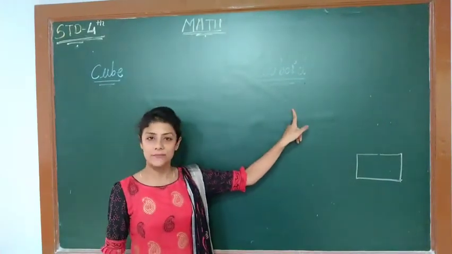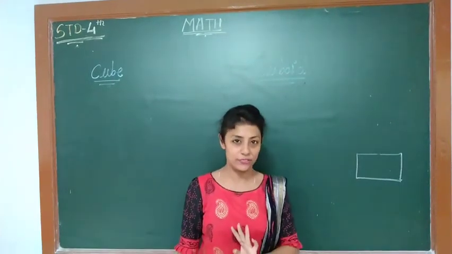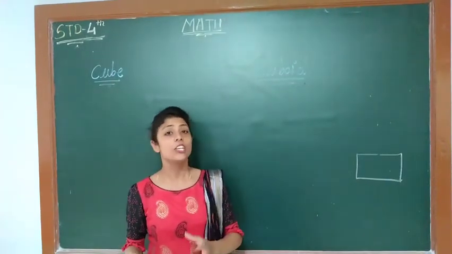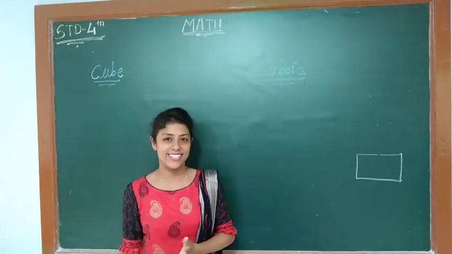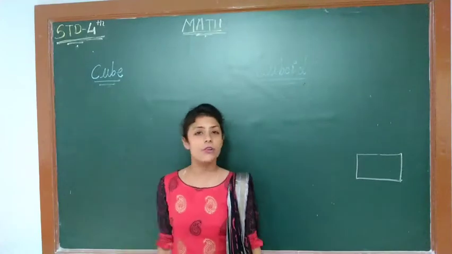And cuboid. Cuboid has all sides not the same. Okay, like a matchbox, your compass box. Those are the examples of cuboid. So very first we will draw the cube.